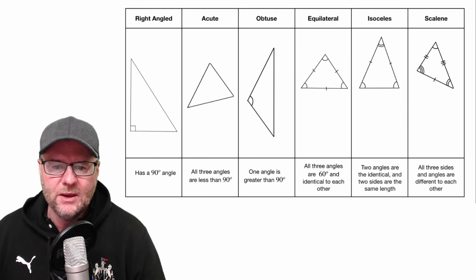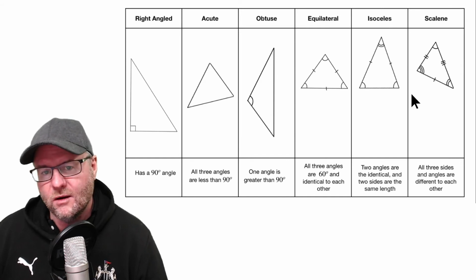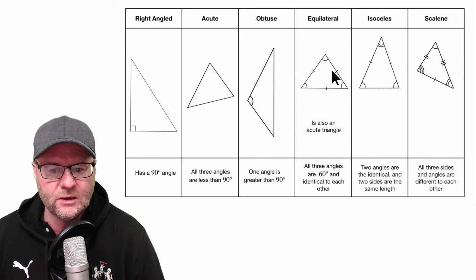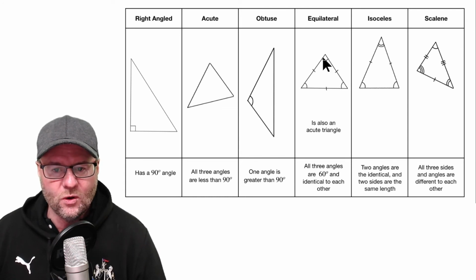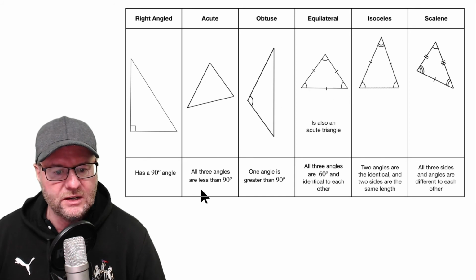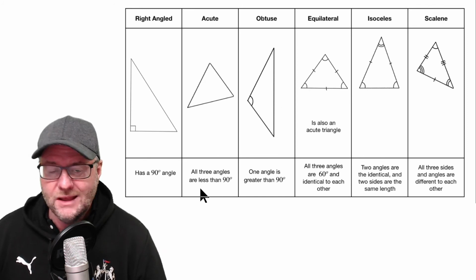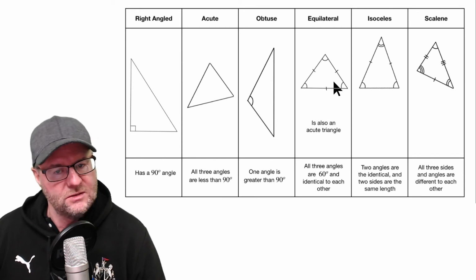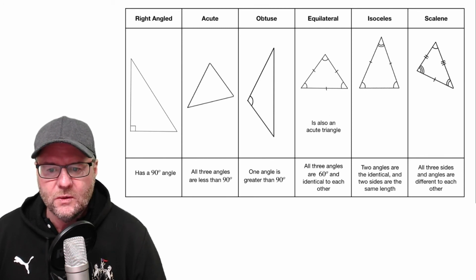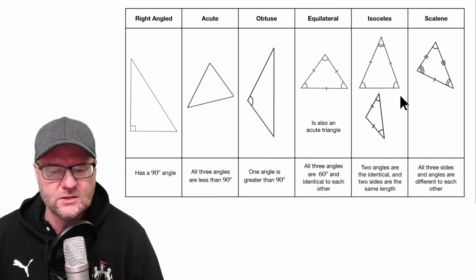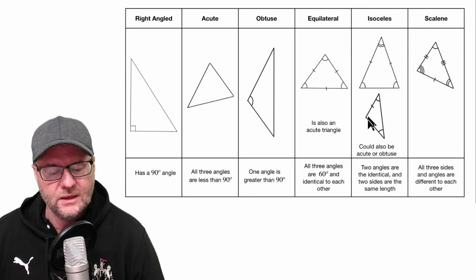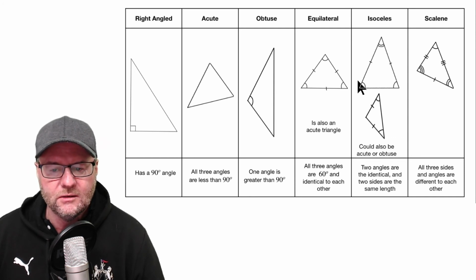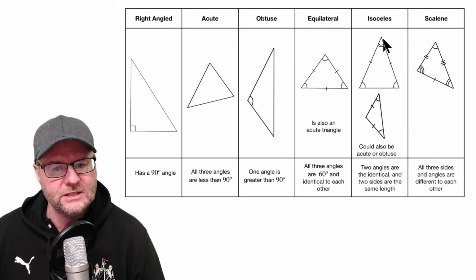Now, just before we wrap up, you can have a triangle that fits more than one of these categories. For example, let's look at an equilateral triangle. As well as being equilateral, it's also an acute triangle, because all three angles are less than 90 degrees, right? And that's what we said over here. An acute triangle has all three angles less than 90 degrees. So this is also an acute triangle. What about this isosceles? If I drew an isosceles triangle that looks something like this, I can see I've got an obtuse angle in here. So it can also be obtuse. Now this one was acute, each of these were less than 90 degrees, so it's an acute triangle.